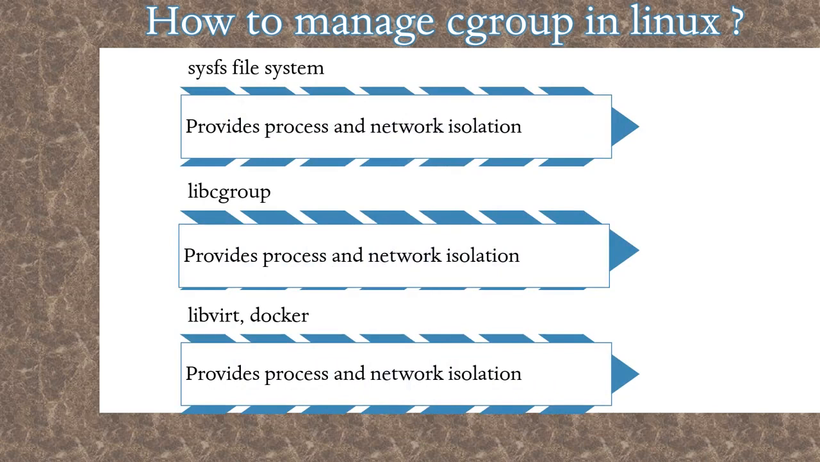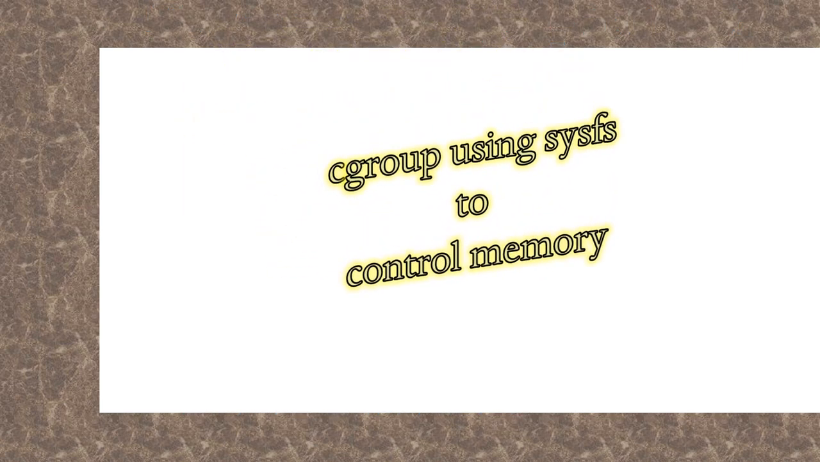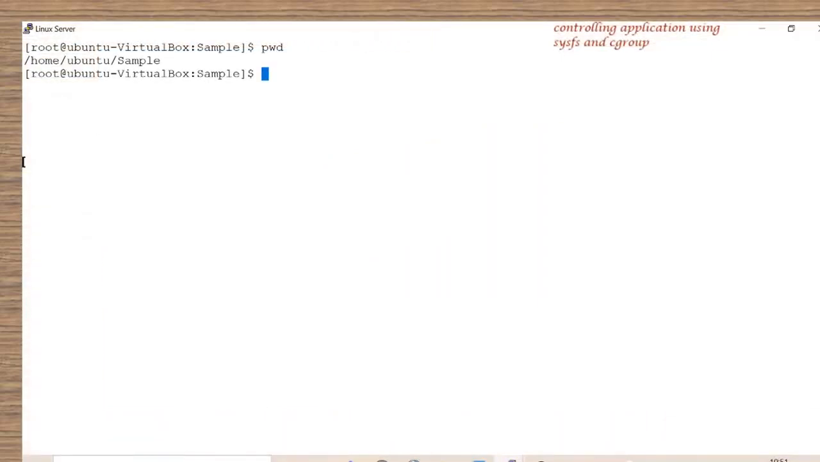You can use the sysfs file system, then libcgroup, then libvirt and Docker. All these provide process and network isolation. In this video we'll see only the sysfs file system and how to control memory, controlling any application using sysfs.